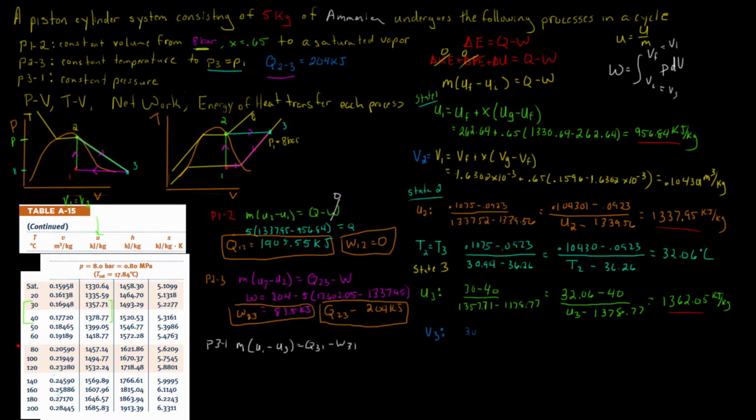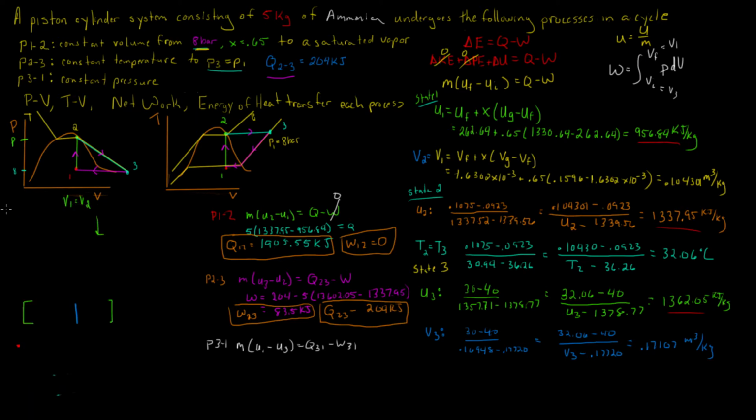And we're going to use this temperature, so 30 minus 40 over, it's going to be these two numbers. So 0.16948 minus 0.17720 is equal to 32.06 minus 40 divided by what we're looking for, so V3 minus 0.17720 is equal to 0.17107, and this is going to be meters cubed per kilogram. Okay, so let's evaluate this integral. So I'll take away this superheated table and clean it up and evaluate the integral right here.